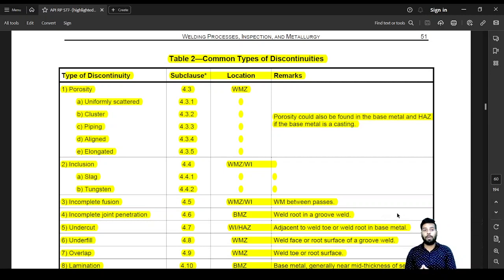Based on how you are seeing the porosity, or what the distribution of porosity is, there are multiple classifications. Porosity can be uniformly scattered, clustered, or linearly aligned. It can also be elongated porosity, sometimes known as piping porosity or wormhole porosity. The location is going to be the weld metal zone, under the weld metal, and the porosity can also be found in the base metal and the heat affected zone if the base metal is casting.